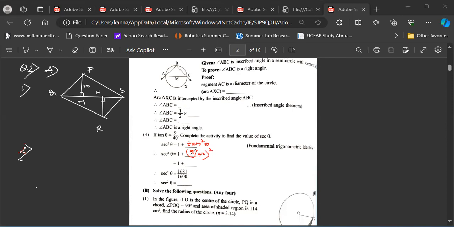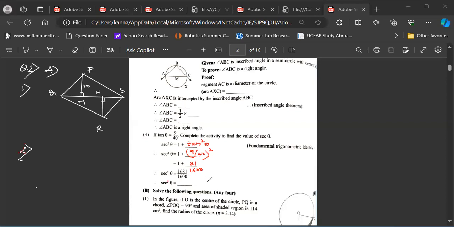So what is the value? Tan theta is 9 upon 40, that's why I'm putting it. So 1 plus 9 square is 81, and 40 square is 1600. Now LCM, cross multiply. So 1600 plus 81 upon 1600. So sec square theta is 1681 upon 1600. Sec square theta equals, so sec theta equals.